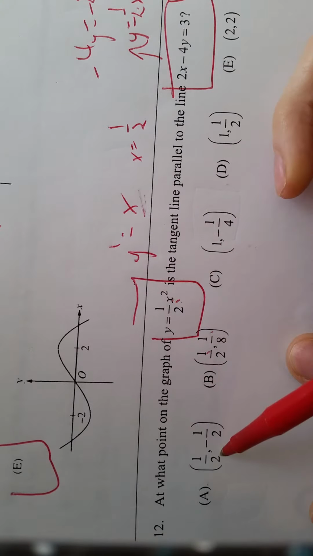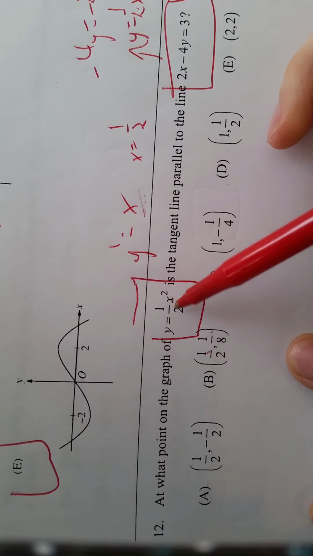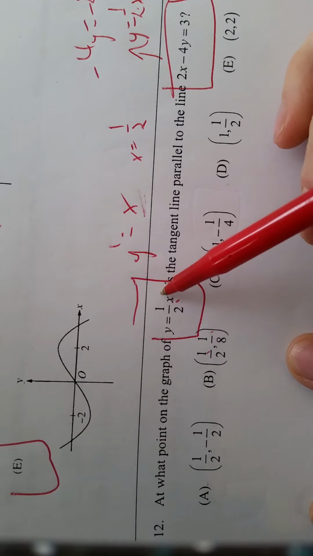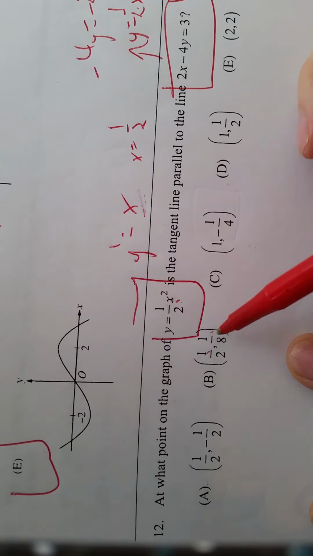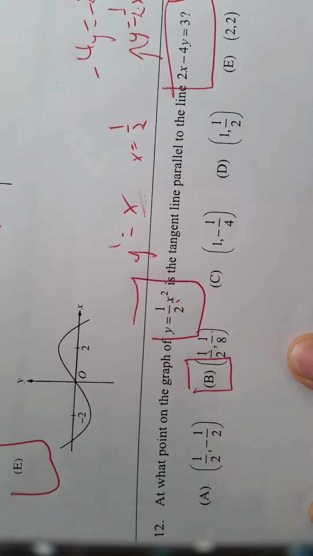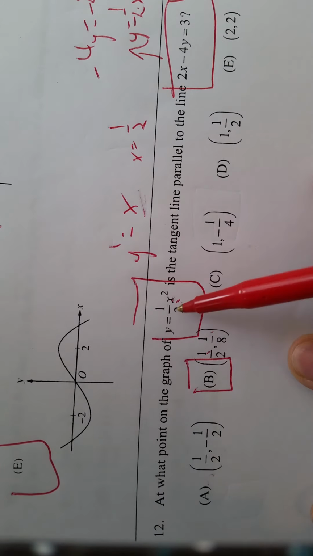And to figure out what it is, take 1/2, plug it in for x. So when you plug in 1/2 here, 1/2 squared is 1/4. 1/4 times 1/2 is 1/8. So it's actually b. This point, to be clear, isn't even on this function.